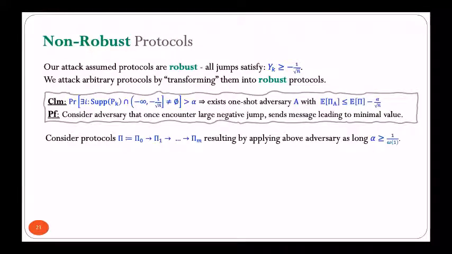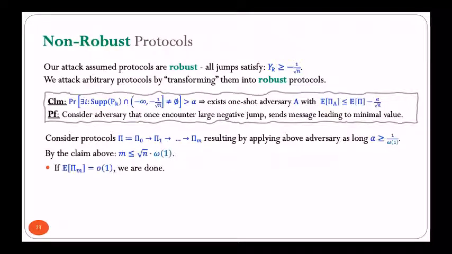So how are we going to transform our protocol into a robust protocol? Well, we're just going to eat all of the bad jumps. These are jumps that are large negative jumps. So we take our protocol pi 0 and we apply this one-shot attack as long as there exists a large negative jump with, say, constant probability. Now let's look at the final protocol, pi n. We know that its expectation is at least 0, and the expectation of the original protocol is at most 1. And every time we apply the attacker, we decrease the expectation by at least 1 over square root n. So in total, we apply this at most square root n times.